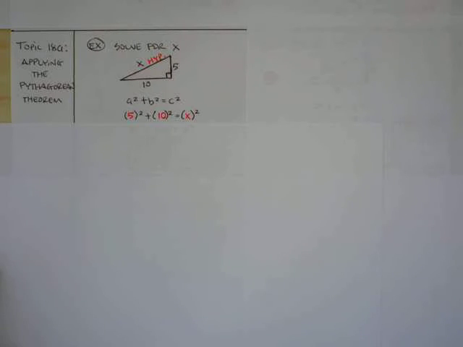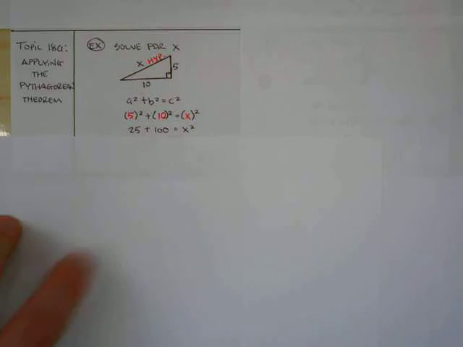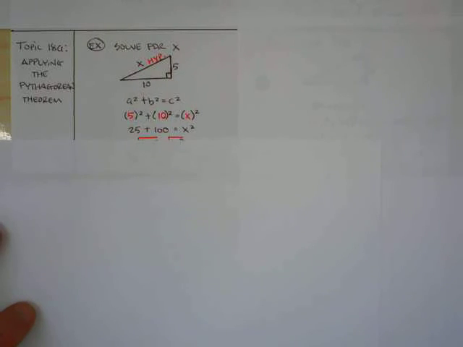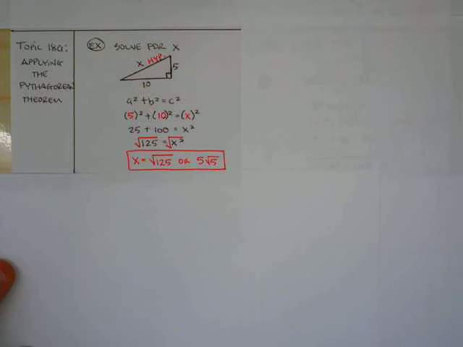5 squared plus 10 squared equals x squared. If you simplify what you've got there, you square 5 and you square 10. 5 squared gives us 25. 10 squared gives us 100. And x squared is obviously just going to be x squared. If you add those together, you get 125 equals x squared. And if you take the square root of both sides here, you will end up with x equals the square root of 125, or 5 times the square root of 5 if you were to simplify that as a radical.